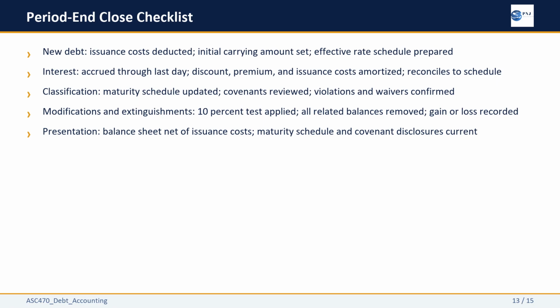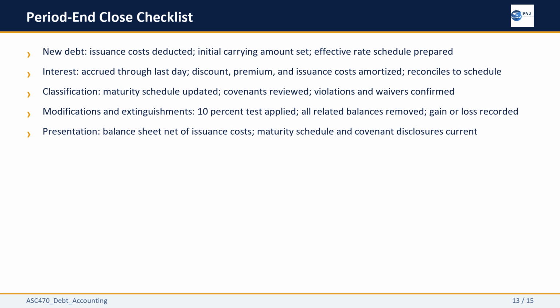A period-end checklist is not bureaucracy. It is your defense against the mistakes we have been discussing throughout this section. Run through 5 categories at every close. New debt. Confirm issuance costs are netted against the balance, the initial carrying amount is correct, and the amortization schedule is prepared. Interest. Confirm accrual through the last day of the period, all non-cash components amortized, and the total reconciles to the schedule.